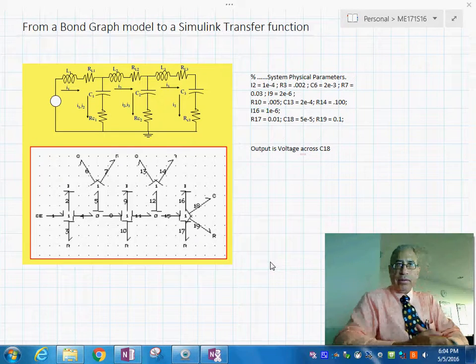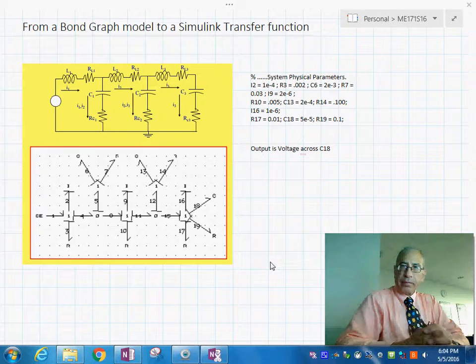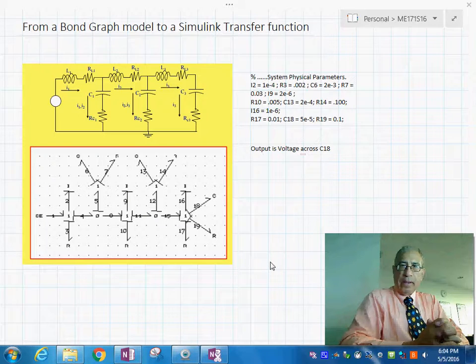Today we are going to see a special topic regarding how we produce automated transfer functions from a bond graph model into Simulink.